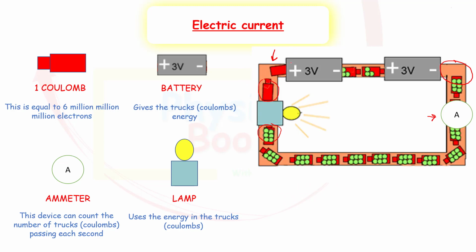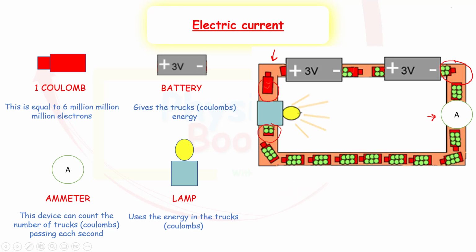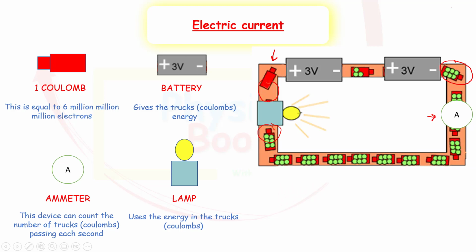So this is a more detailed illustration of a simple circuit. The coulombs or the trucks will be taking energy. The ammeter counts how many coulombs are passing each second, and these coulombs carrying energy are passing through a lamp, and the lamp uses this energy. I hope that this makes the term electrical current a lot more clear.